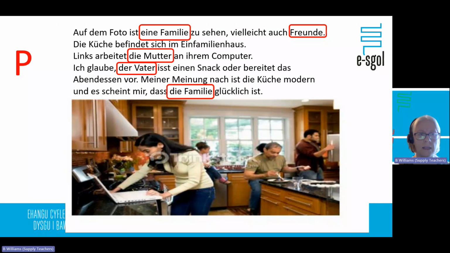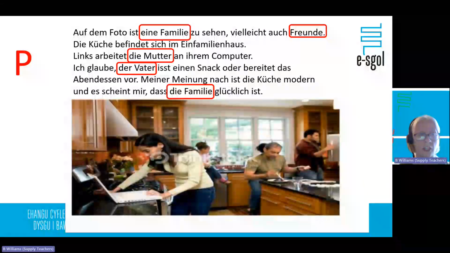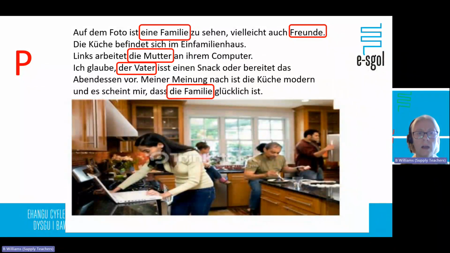Third sentence, it says links arbeitet die Mutter. I'm not 100% certain that she is the mother, but it looks like that to me. And then we've got Ich glaube, der Vater isst einen Snack. So we're saying what the father is doing. And then at the very end, es scheint mir, dass die Familie glücklich ist. Okay, so I'm using an adjective there to describe the family. Okay, so that's my P, that's my people or physical.